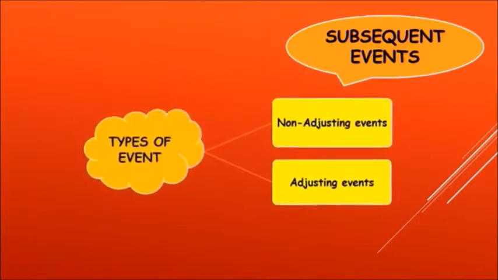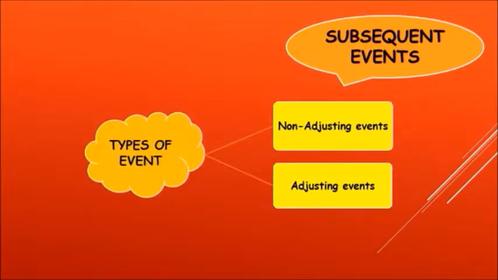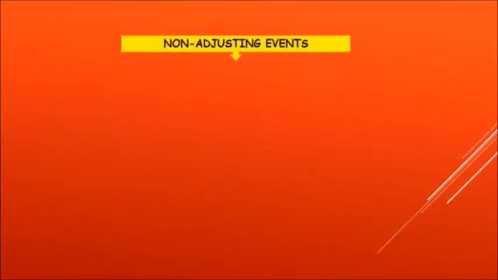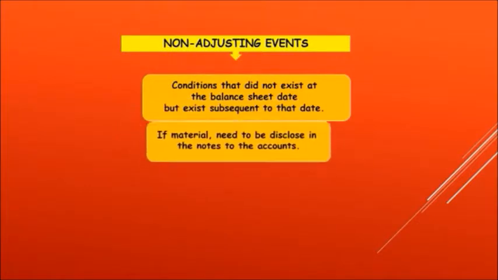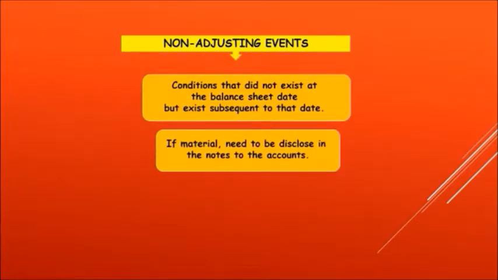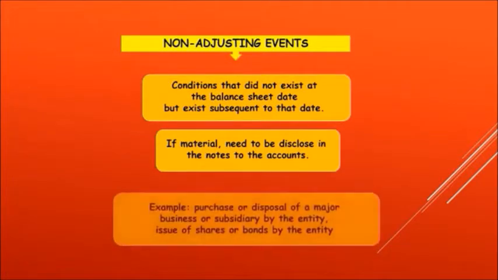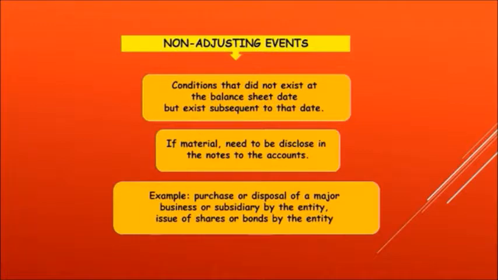There are two types of subsequent events. First, non-adjusting events. Second, adjusting events. Non-adjusting events refer to conditions that did not exist at the balance sheet date but exist subsequent to that date. If material, they need to be disclosed in the notes to the accounts. For example, the purchase or disposal of a major business or subsidiary by the entity, and the issue of shares or bonds by the entity.